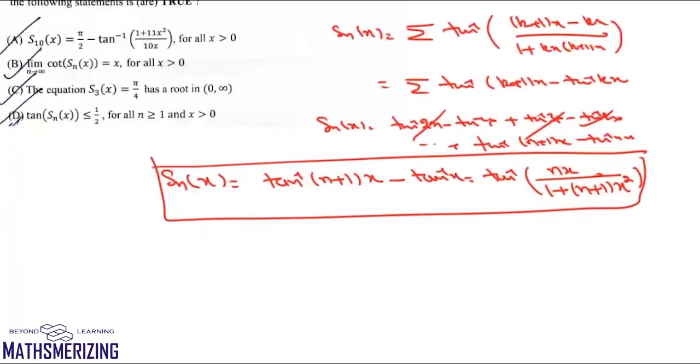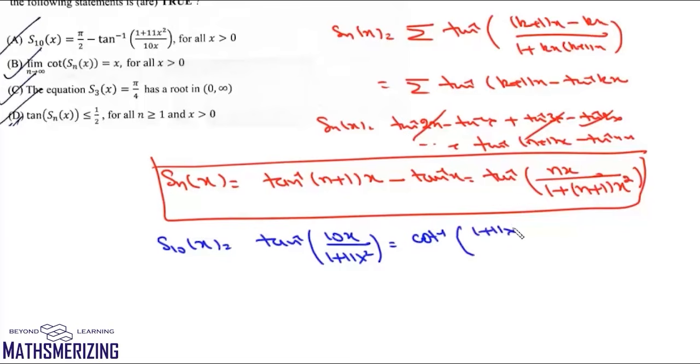Now the first part is we need to find S tan x. Now this S tan x will be tan inverse tan x upon 1 plus 11x square. Now since x is greater than 0, we can write this as cot inverse 1 plus 11x square upon tan x, and we know that cot inverse x is pi by 2 minus tan inverse x, so it will be pi by 2 minus tan inverse 1 plus 11x square upon tan x. So that means this option A is correct.